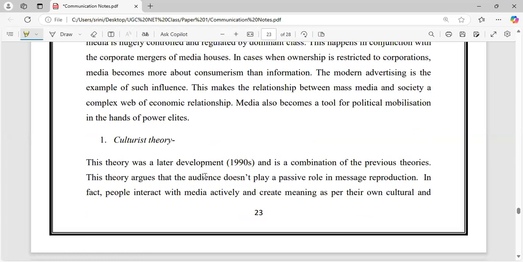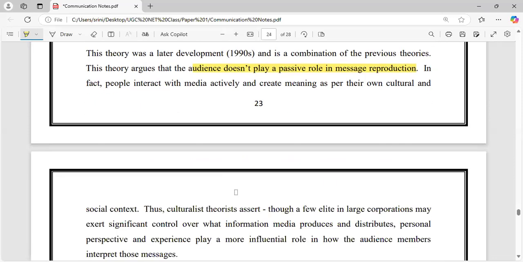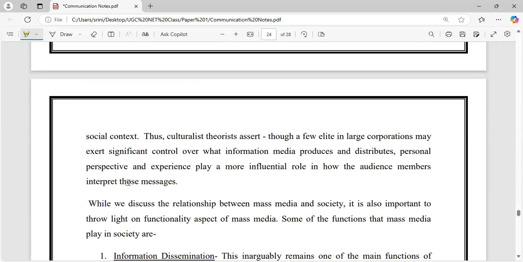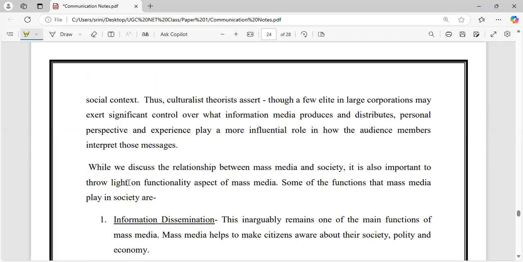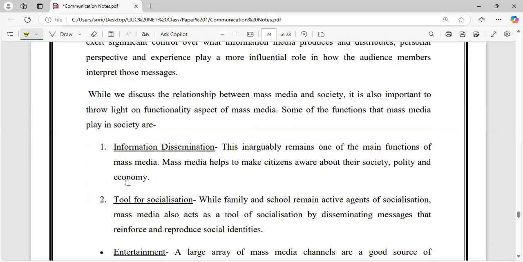Then cultural theory was a later development, a combination of previous theories. This theory argues that the audience doesn't play a passive role in message reproduction. In fact, people interact with the media actively and create meaning from their own cultural and social context. So in most cases, we would react, like dislikes, and not watch something. That is also true.